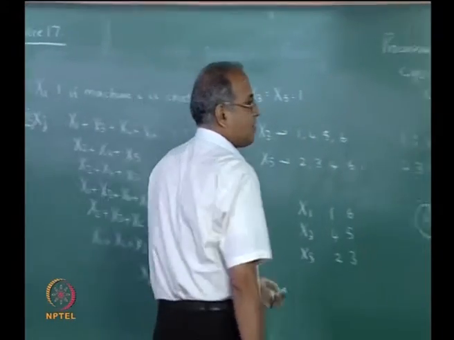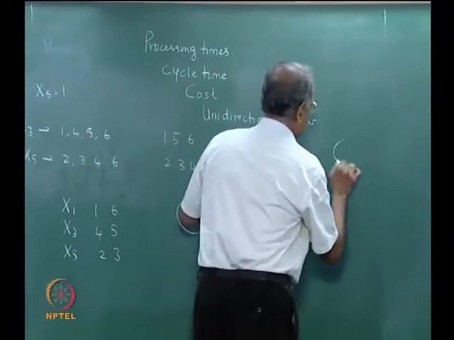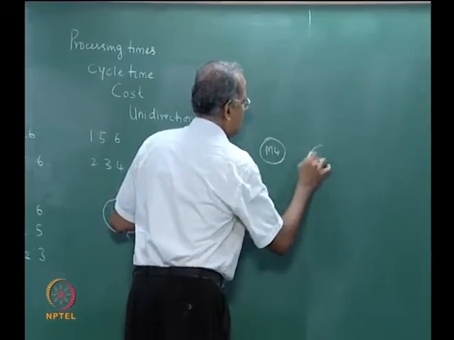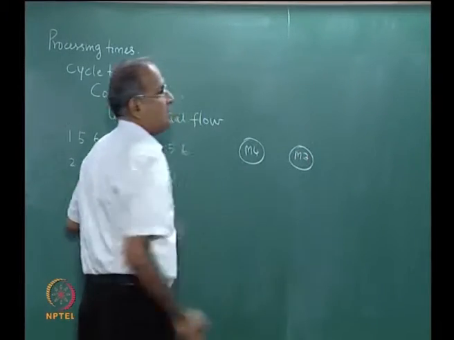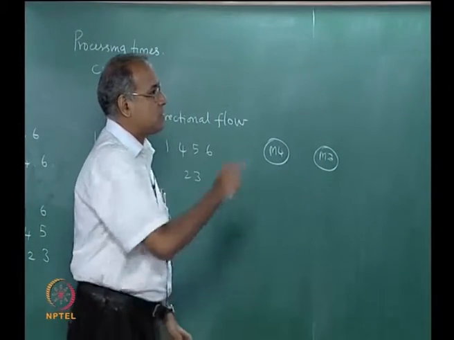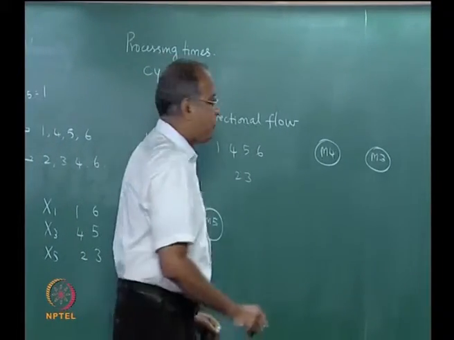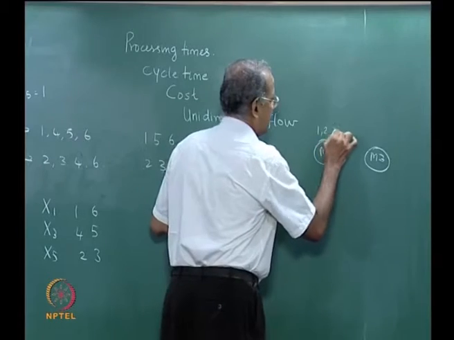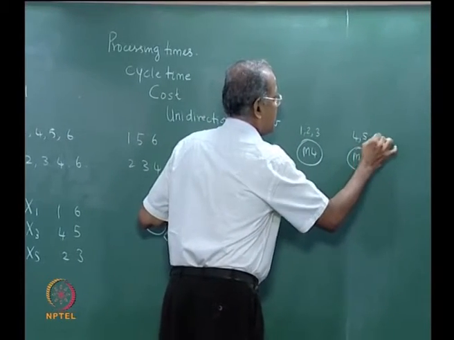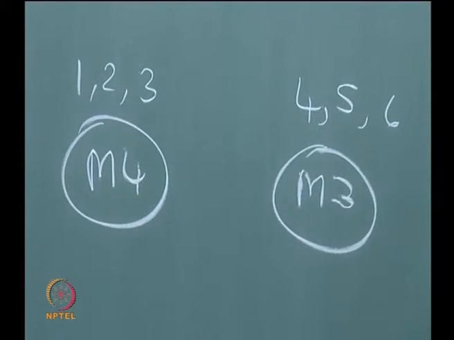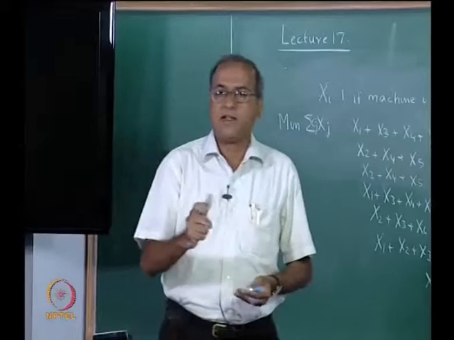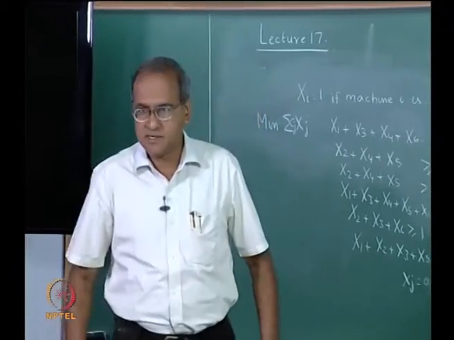So, unidirectional flow may give us a different configuration. Unidirectional flow can simply give us M4 and M3, with M4 doing operations 1, 2, 3, 4 and M3 doing 5, 6, or M4 doing 1, 2, 3 and M3 doing 4, 5, 6. So, we will have to look at all of these when we start creating product based cells.